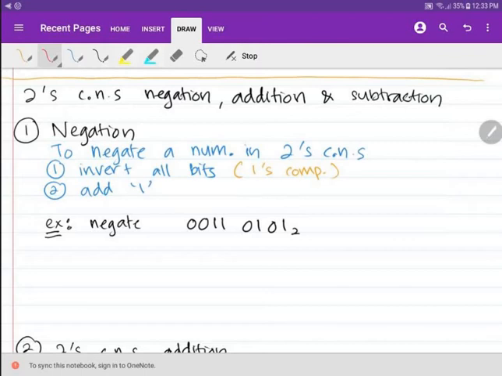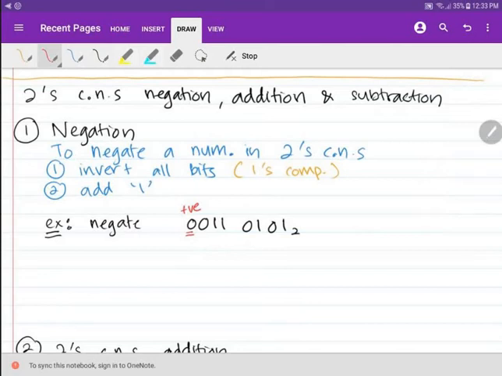So let's say you have this example here, negate 00110101. Now because this term negation only happens in signed numbers, is this a positive or negative number? How do we know that this is positive? The most significant bit is 0, so it is a positive number. When we do negation, you're supposed to get a negative number.